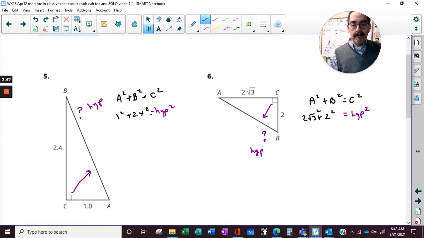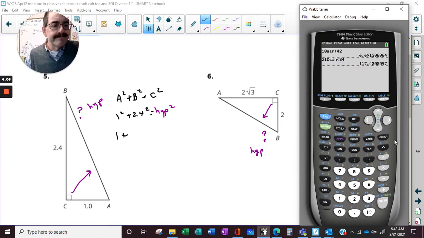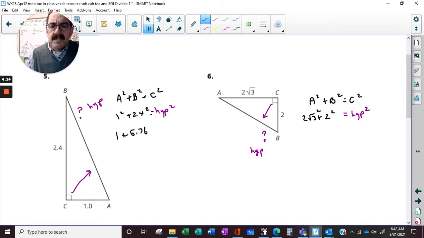Alright, spoiler alert, here we go. 1 times 1 is 1, and 2.4 times 2.4. I'm going to grab my Webbit. You ever notice how my head's always in the way? 2.4 squared is 5.76, so 6.76 equals the hypotenuse squared.